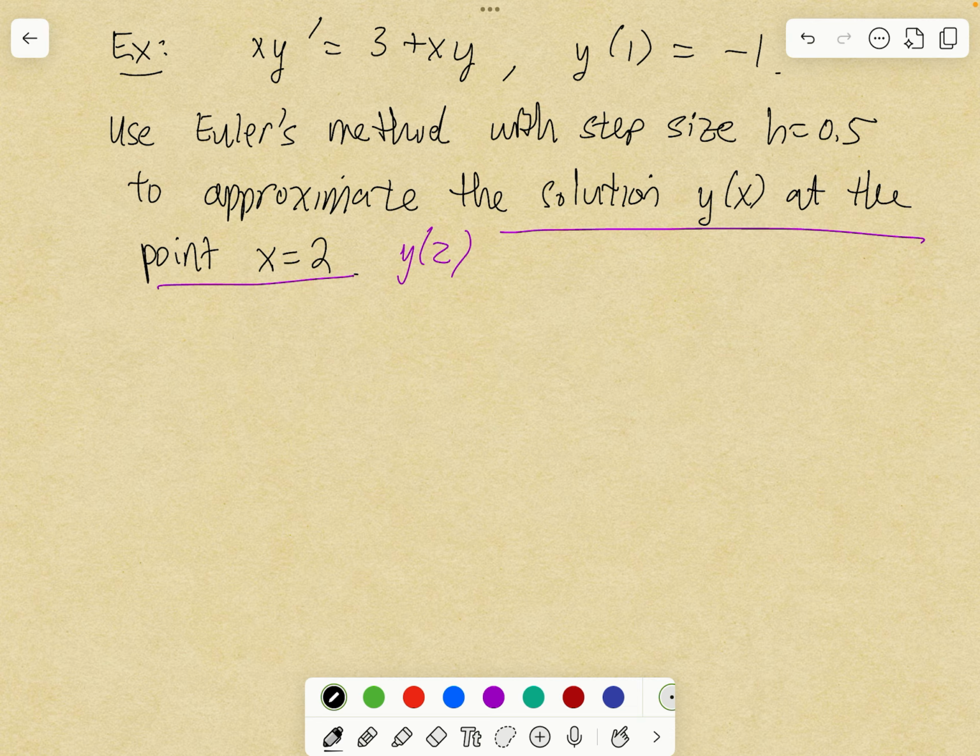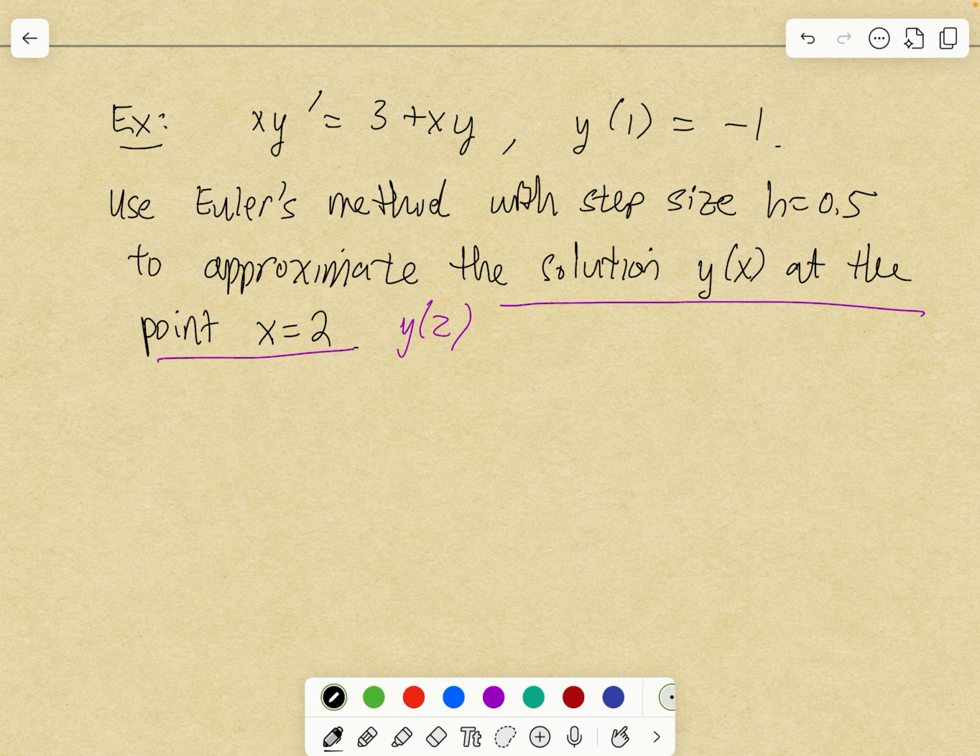So what is that number approximately? That's the question. Here we're given the step size, but we're not told how many steps to take. Well, how are we going to know how many steps to take? Well, look at what we're given. Our x0 is 1, our y0 is negative 1, and we're trying to end up at x equals 2, right? So let's draw a little number line. So our x0 is 1.